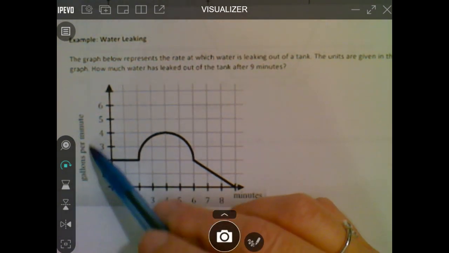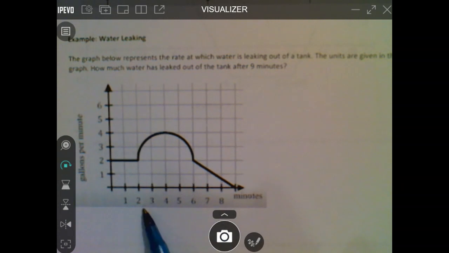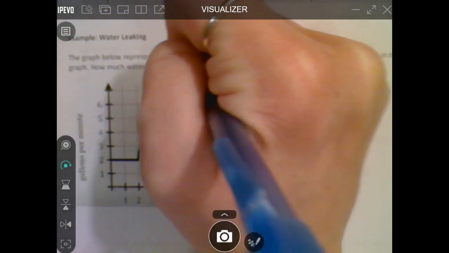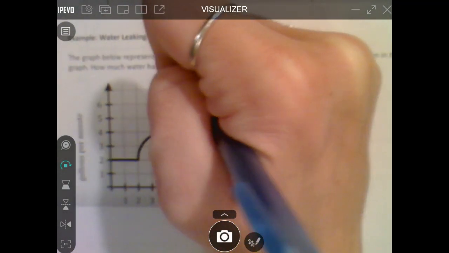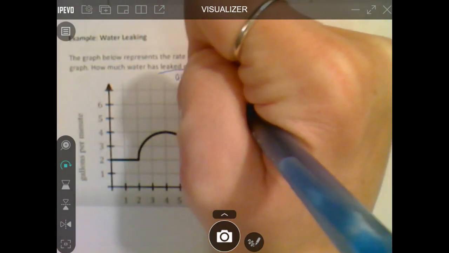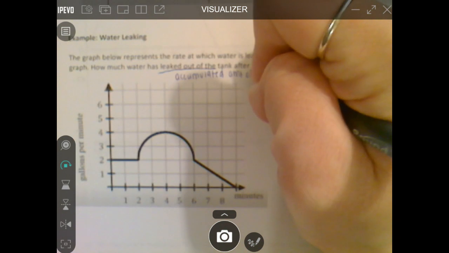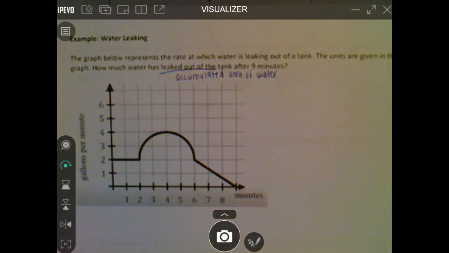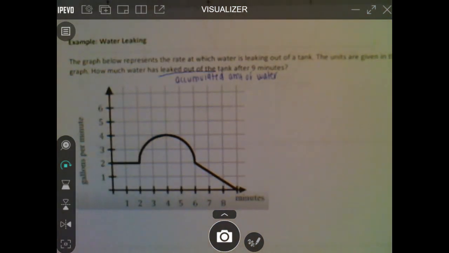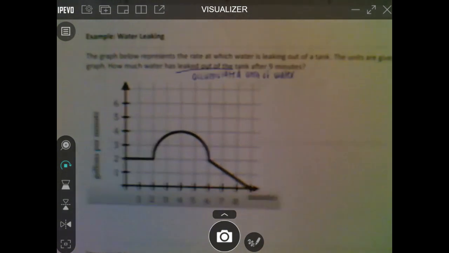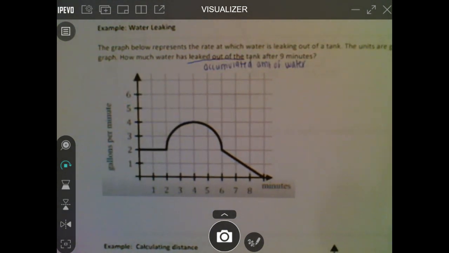So our y-axis is the gallons per minute. Our x-axis is the time in minutes. And we want to know how much water has leaked out of the tank after 9 minutes. So I'm looking for an accumulated amount of water that the tank is losing over this period of time of 9 minutes. So again, if I'm looking for a total accumulation, I'm really looking for the area under the curve here.